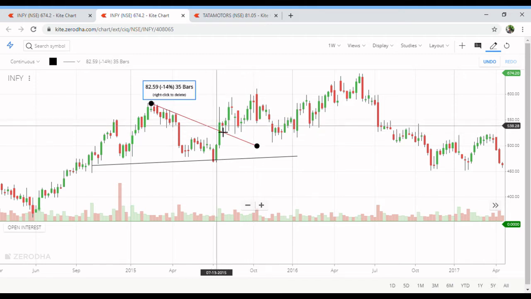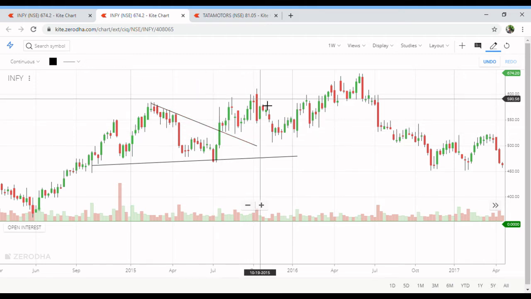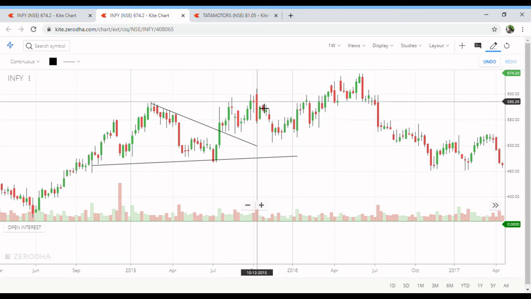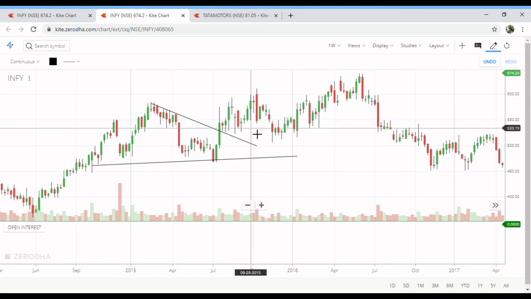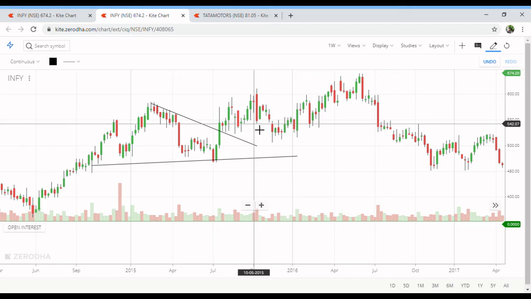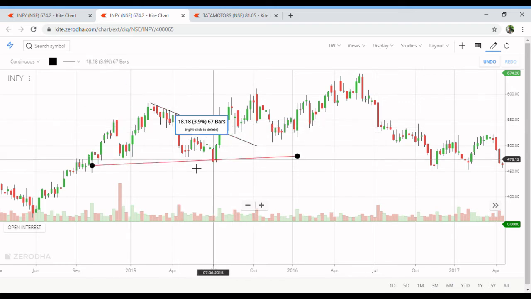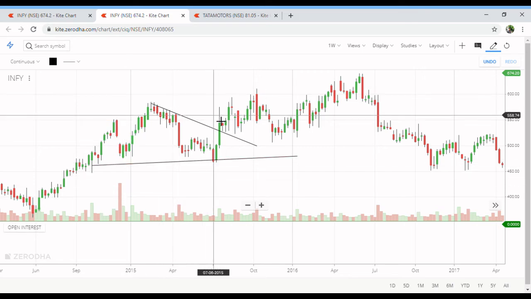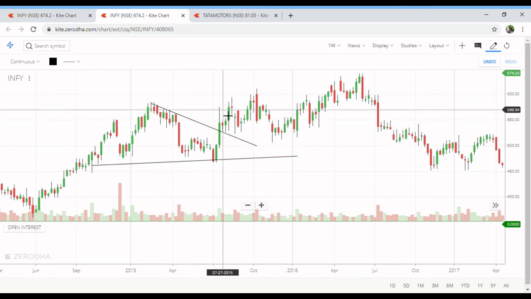You can take a long position over here, or if you want a double confirmation, you can wait for the pullback. The pullback might happen or might not happen. If there is a pullback with lower volume, we can go for a long strategy again. So this is the triangle pattern, a breakout strategy, and this is a bullish breakout.